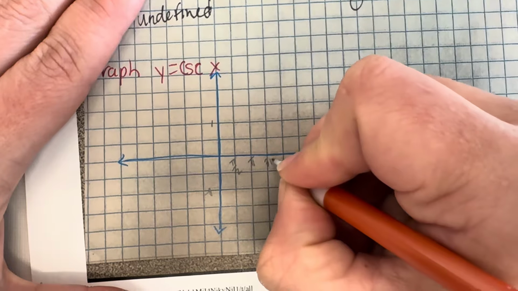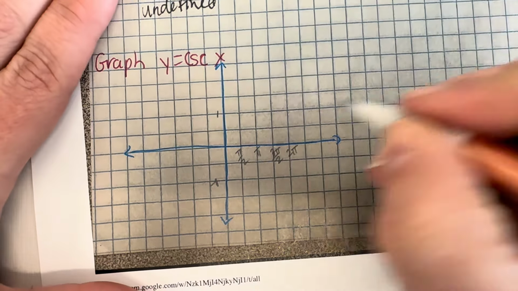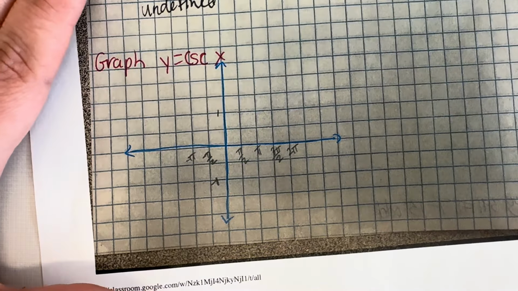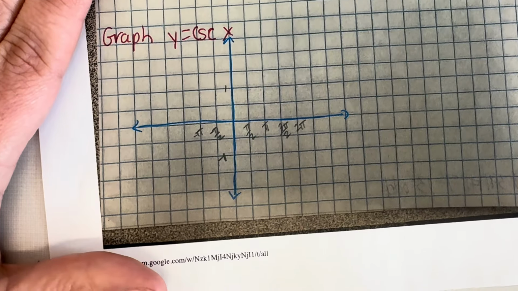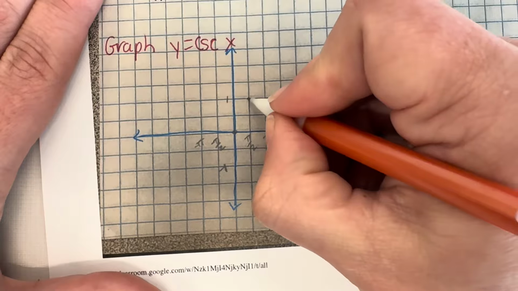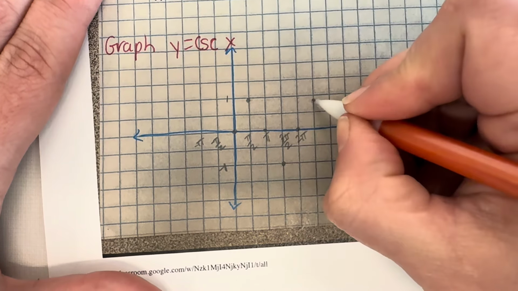Pi, 3 pi over 2. Hopefully you can kind of see that. Negative pi over 2, negative pi. Okay, so that is my graph there. And now I'm going to draw inside of that graph my sine function, which is going to start at the middle, and it's going to go up and back down and around.